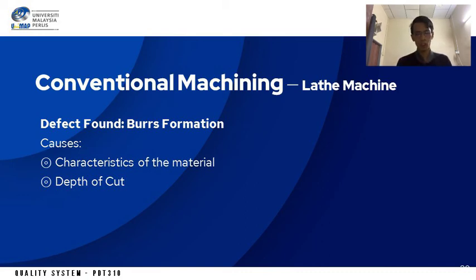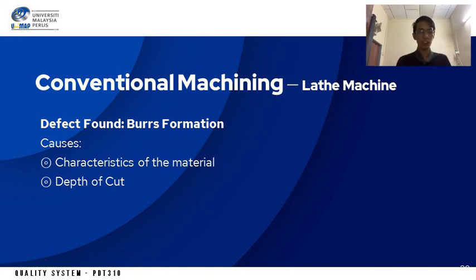So what the cause of the burr is, number one is the physical characteristic of the material. Because the physical material is ductile material. Number two is the depth of the cut. The solution to prevent burr is provide the sufficient training for the operator, so the operator can adjust to avoid the burr during the machining.